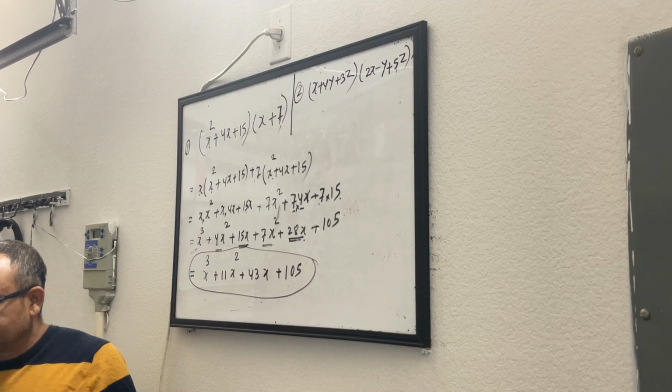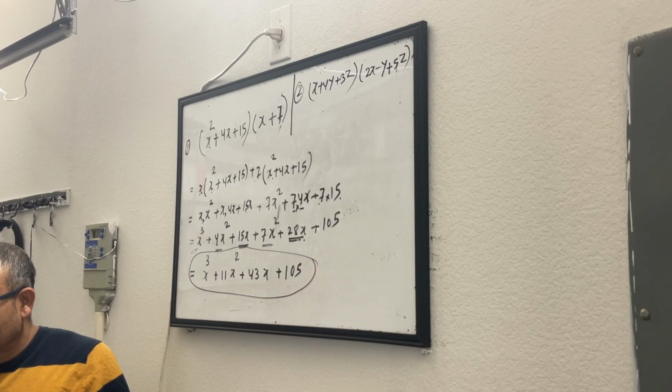Okay. Yeah. Sir, I understand the concept clearly now. Just curious, what's the name of this? This is called distributive property.